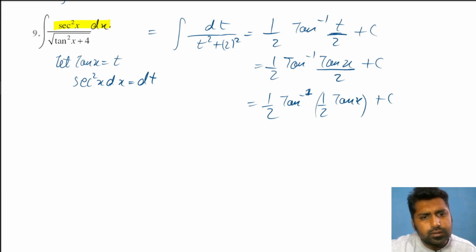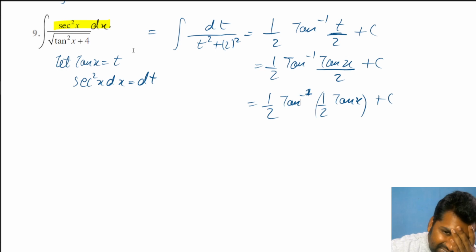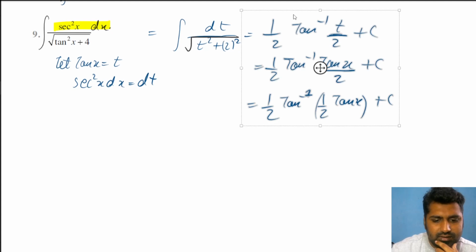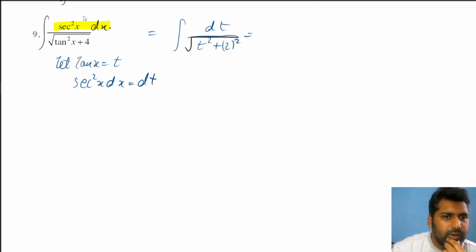One second. I think I missed something. Oh, sorry. There was a square root present. Oh, I missed a square root. That's why I was wondering why the tan inverse was coming like this. Anyways, if that was the question, you could have done it. So now let's change it. So this is now a square root.